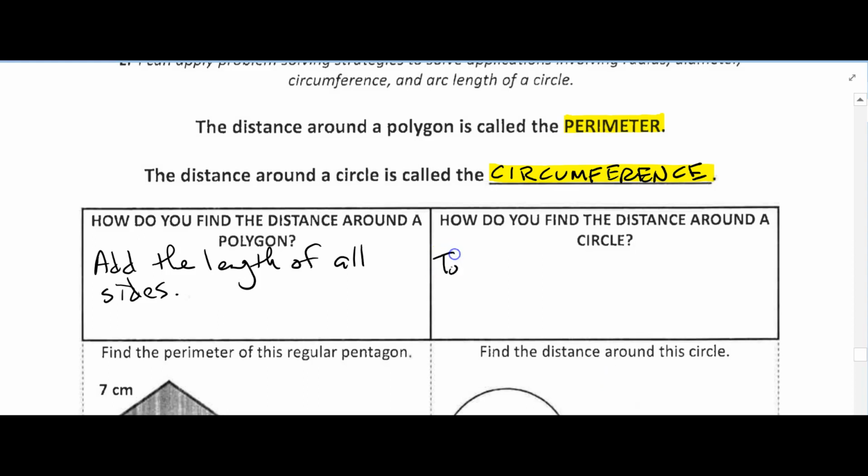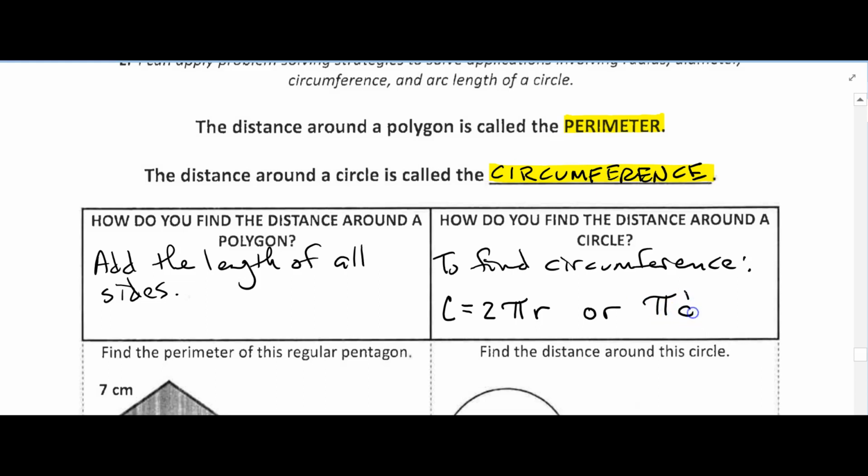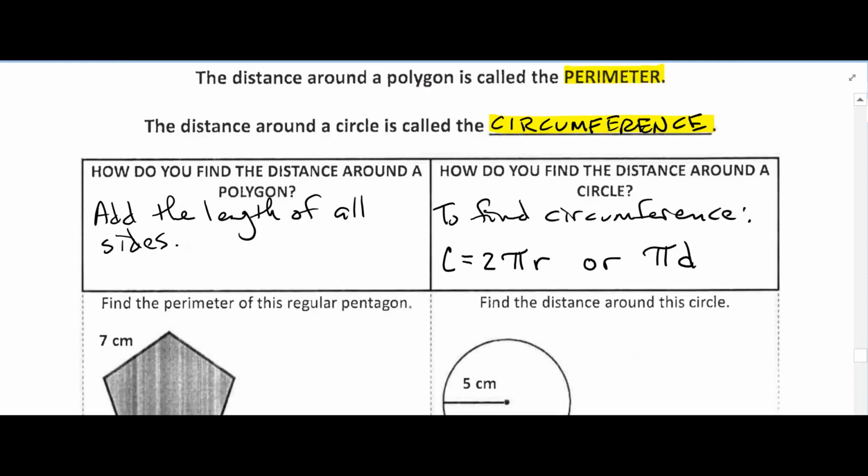So to find circumference, we'll use one of two formulas which are related. So the circumference is either 2 times pi times the radius, or you'll notice that 2 times r, twice the radius, is the diameter, so we could have pi times the diameter. Alright, so either one of these will work. Just depends on what you're given in the problem, but we'll use both of them.